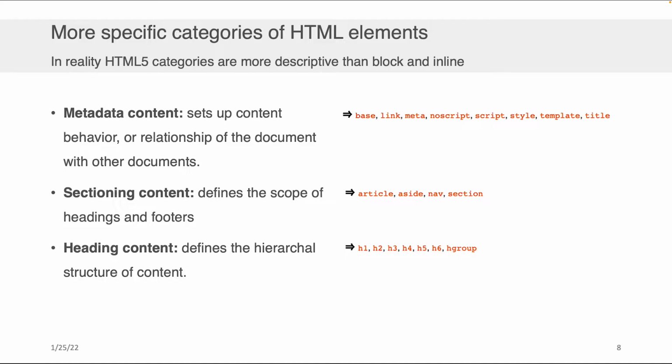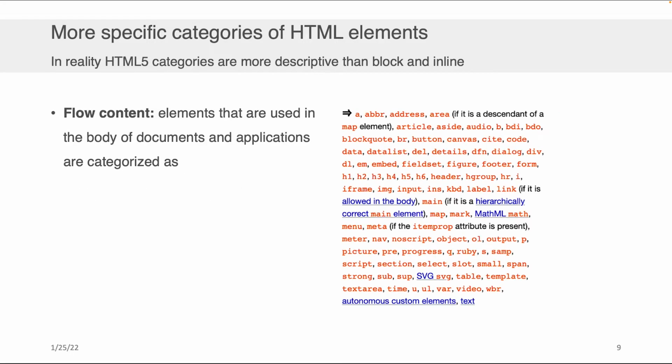So the first one is metadata content, which sets up things about the behavior or relationship of the document with other documents. We actually saw an example of this in the very simple web document that we looked at a couple slides ago, right? You can see title here on the right controls something about what shows up in your browser tab. There's also sectioning content, which defines things about chunks of content on your screen that you want to functionally group together. There's heading content, which helps define the hierarchical structure of your content. Think larger blocks, more important blocks that title your document versus subsection headers and so on. There's things that help control the flow of elements that are used in the body of the document. There's a whole lot of these, again, a subset of which we will be going through together.